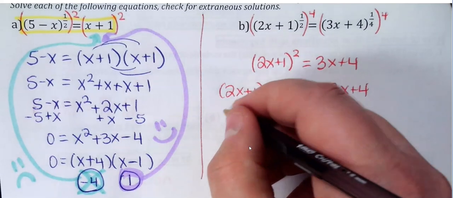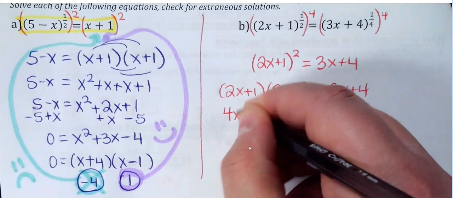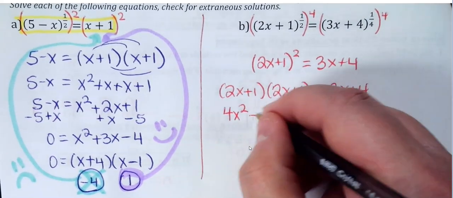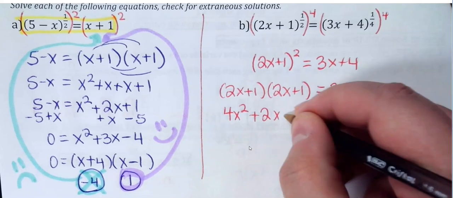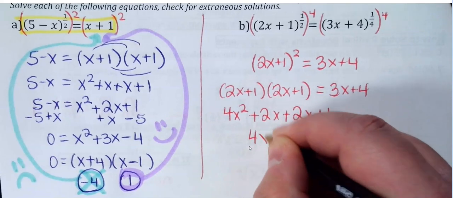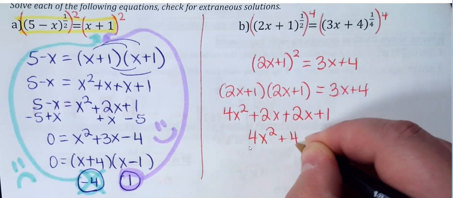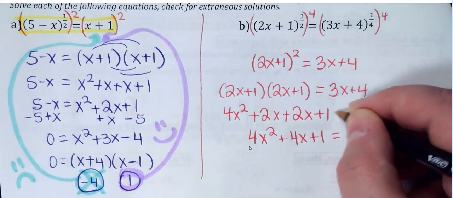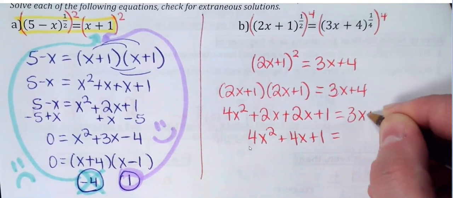And so I'm going to get 2x times 2x is 4x squared. 2x times 1 is 2x. 1 times 2x is another 2x. 1 times 1 is 1. So altogether, 4x squared plus 4x plus 1. And then the other side there, we had 3x plus 4.